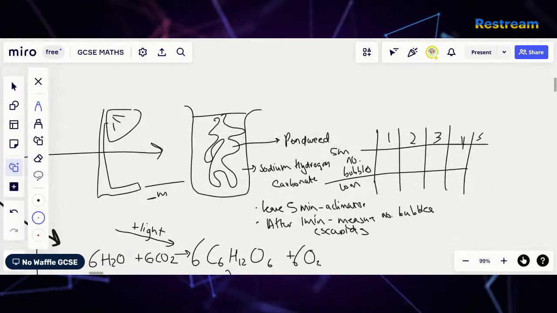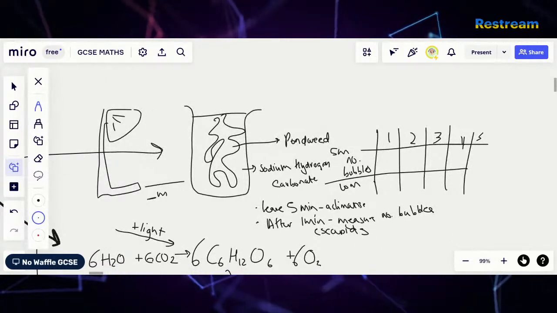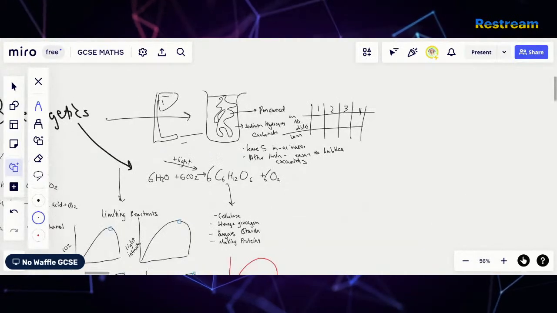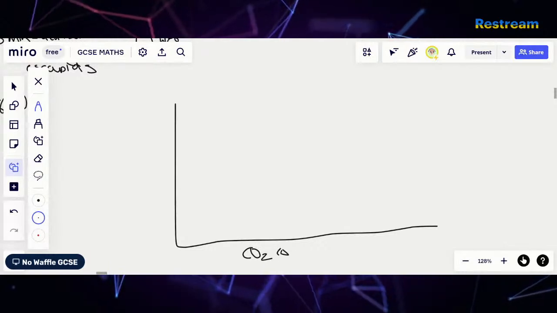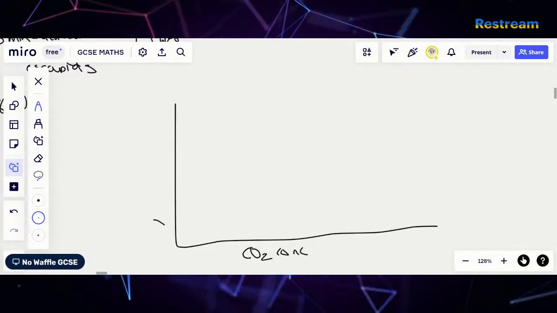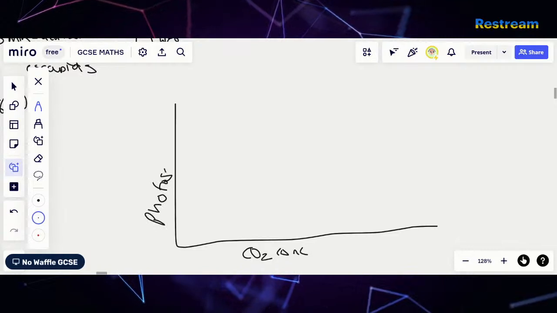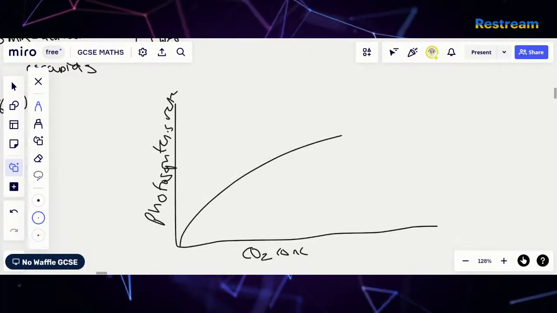Now, you often see when we're looking at rates of photosynthesis graphs. So, for example, carbon dioxide concentration, photosynthesis rates, and it'll look something like this.